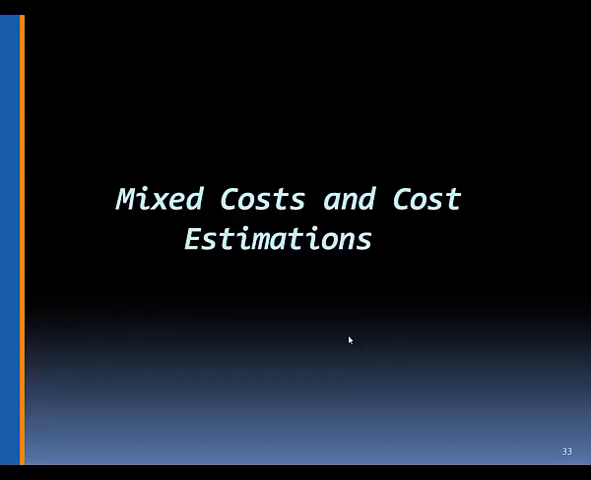Now we're going to talk about mixed cost and cost estimations. A mixed cost is a cost that has both a fixed and variable component to it. It should not surprise you that about 80% of our manufacturing overhead and our SG&A expenses are of a mixed nature. Estimating mixed cost is very important in the budgeting process. You need to be very accurate in your projections.